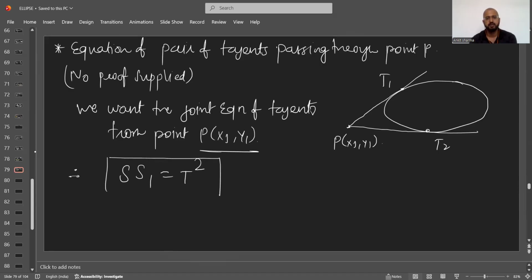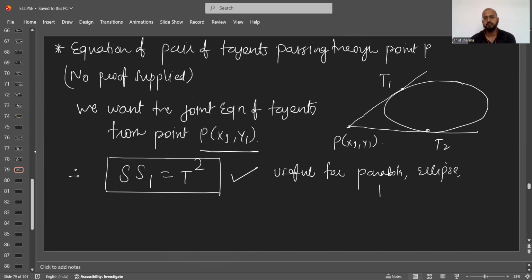Please be notified that this is the joint equation of the pair of tangents, useful for parabola, ellipse, hyperbola, circle. It's valid for all the conics which we are going to study. Parabola, ellipse, hyperbola, circle, everywhere. S1 is equal to T square.